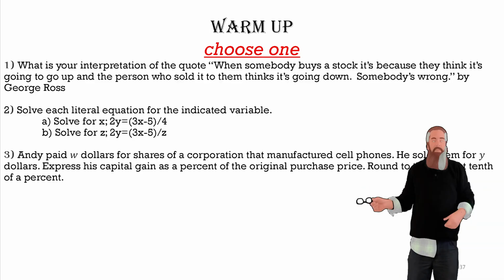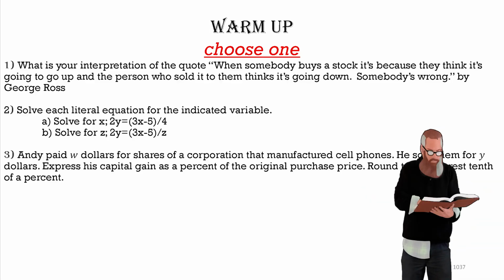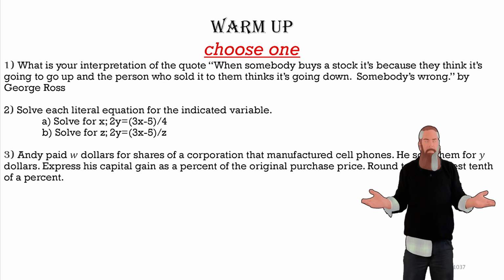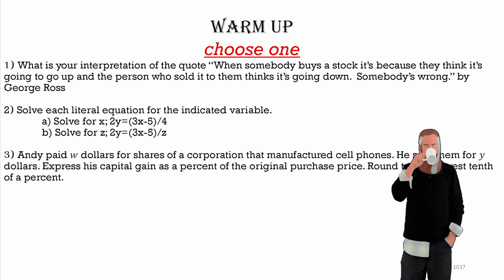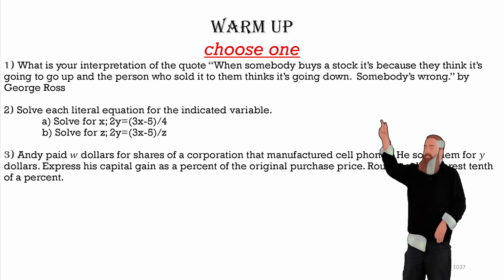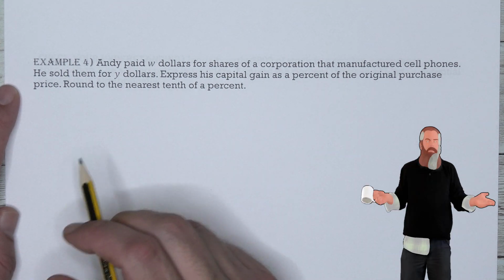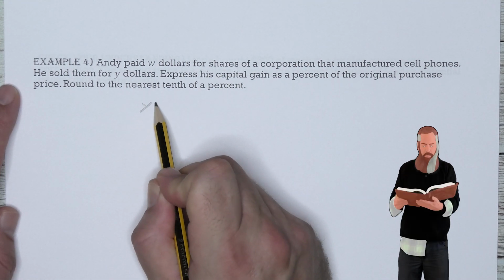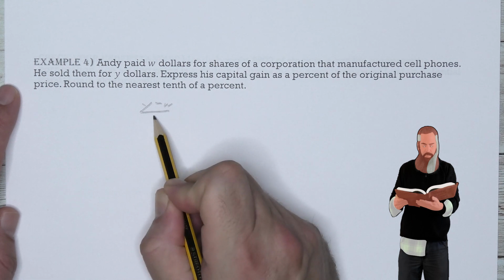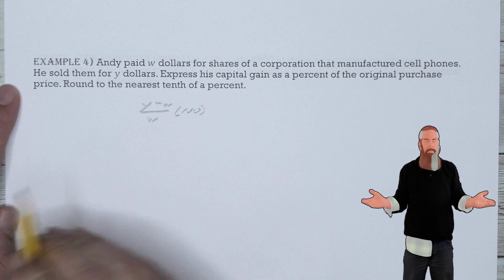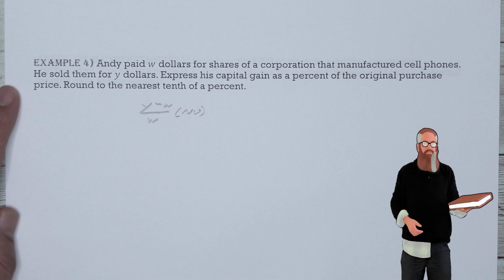Now, let's take a look at a problem you will be able to do by the end of this lesson. Andy paid W dollars for shares of a corporation that manufactures cell phones. He sold them for Y dollars. Express his capital gains as a percent of the original purchase price and round to the nearest tenth of a percent. So just as we've been doing to try and find that change, we're going to go with y minus w divided by w and then multiply it by 100 when we want to see that answer as a percentage.